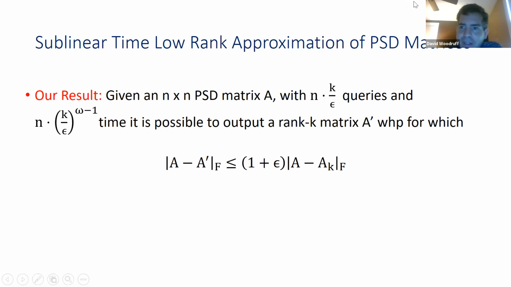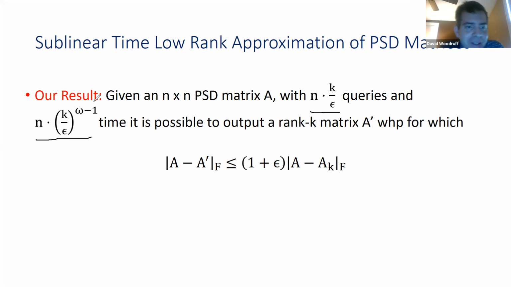It turns out that the answer is no, and the main result of these two works culminates in the following: given an n by n PSD matrix A, you only need to read n times k over epsilon entries of A. And there's an algorithm, having read those entries, where the total running time is n times k over epsilon to the omega minus 1. Omega is the matrix multiplication exponent.